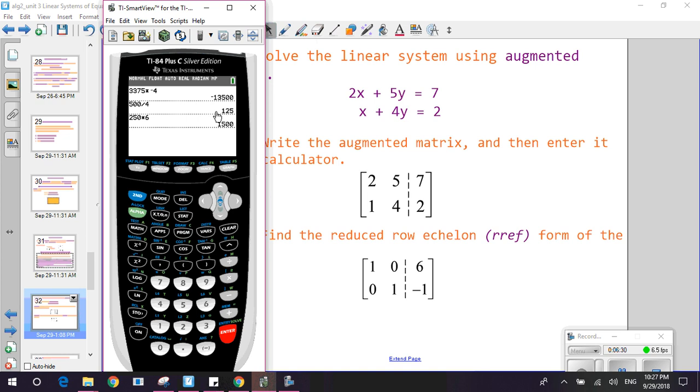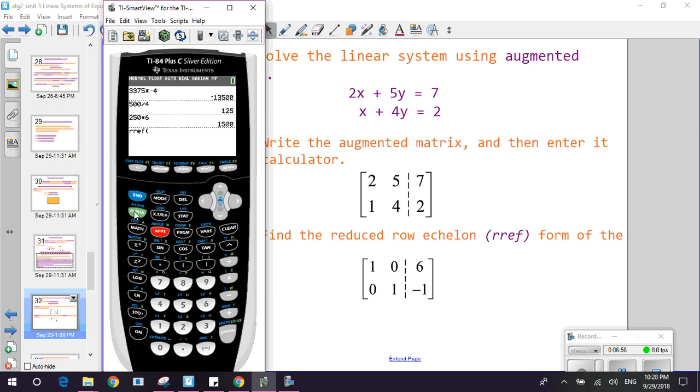So the first thing you would have to do is locate RREF on your calculator. To do that, we would hit second, x to the negative 1 power for the matrix menu. Go to math and then hit alpha apps, and then RREF will appear on your screen. Now we need to insert our augmented matrix.